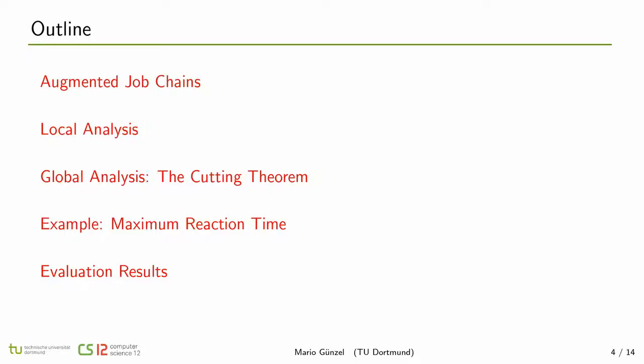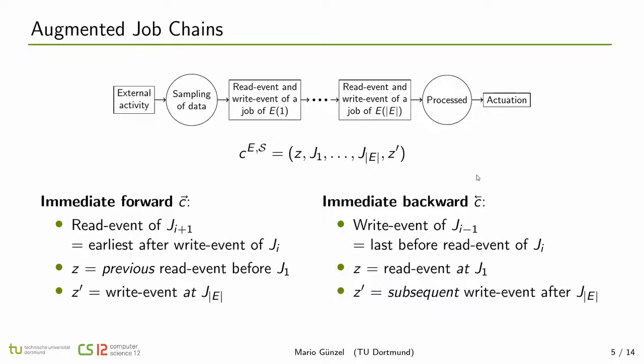I want to start by defining augmented job chains, which I use to define maximum reaction time and maximum data age. If we consider a sequence as before, and assume that the sampling happens at the first read event and the processed is the last write event of this job chain, then the sequence can be uniquely described by a tuple like this, where Z is the time of the external activity, J1 until JE is this job sequence in the middle, and Z prime is the time of the actuation. This tuple is then called an augmented job chain for the cause-effect chain E and the schedule S.